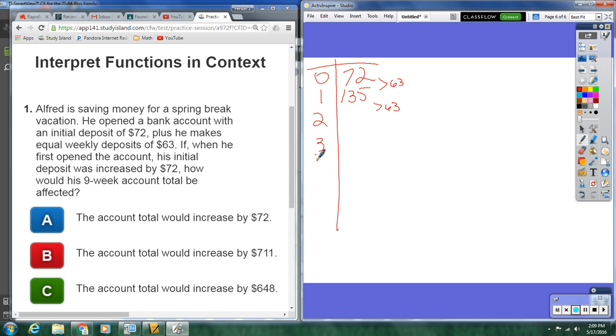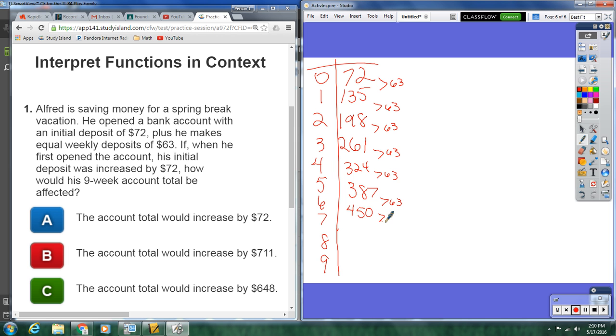Adding 63. All right, after 3 weeks. What's 198 plus 63? 261 plus 63. 324 plus 63. 387 plus 63. 450.